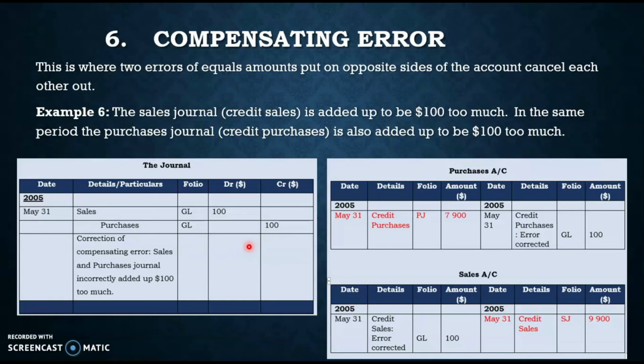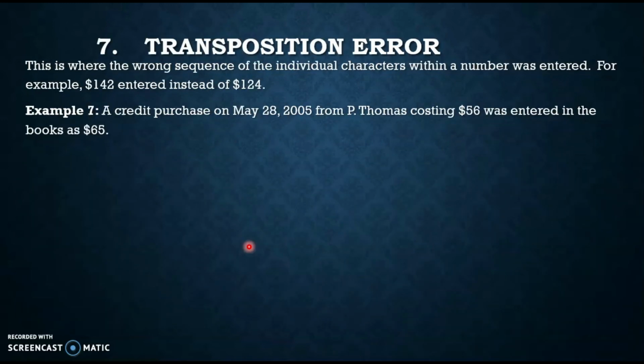Let's continue to our last error that will not affect our trial balance agreement. So the last one is transposition error. This is where the wrong sequence of an individual character within a number was entered. For example, we were supposed to enter $142, but a transposition error took place and we wrote $124. So the 2 and the 4 were swapped.